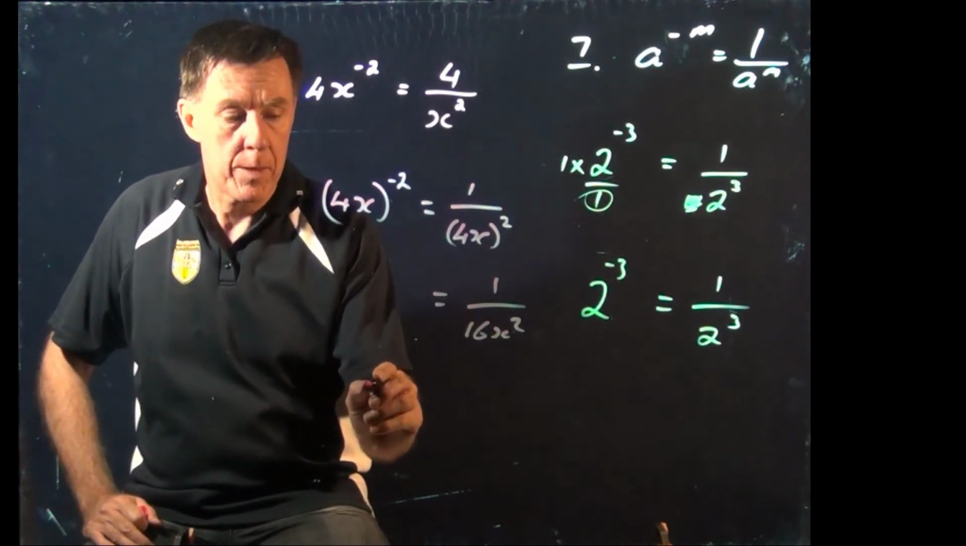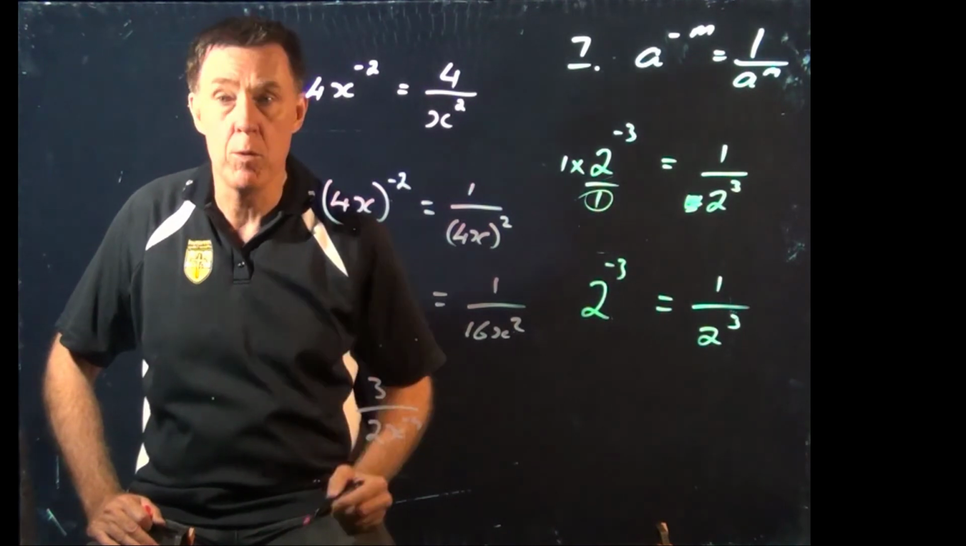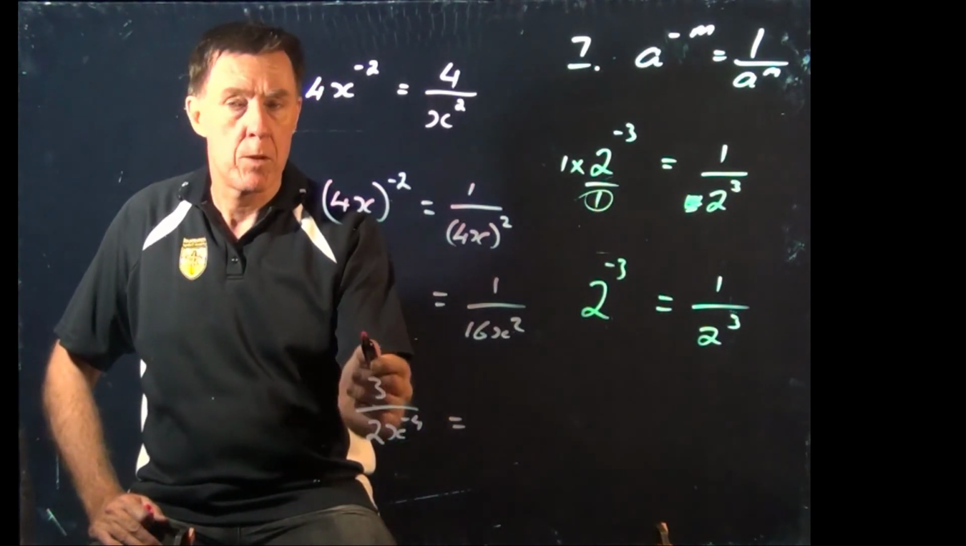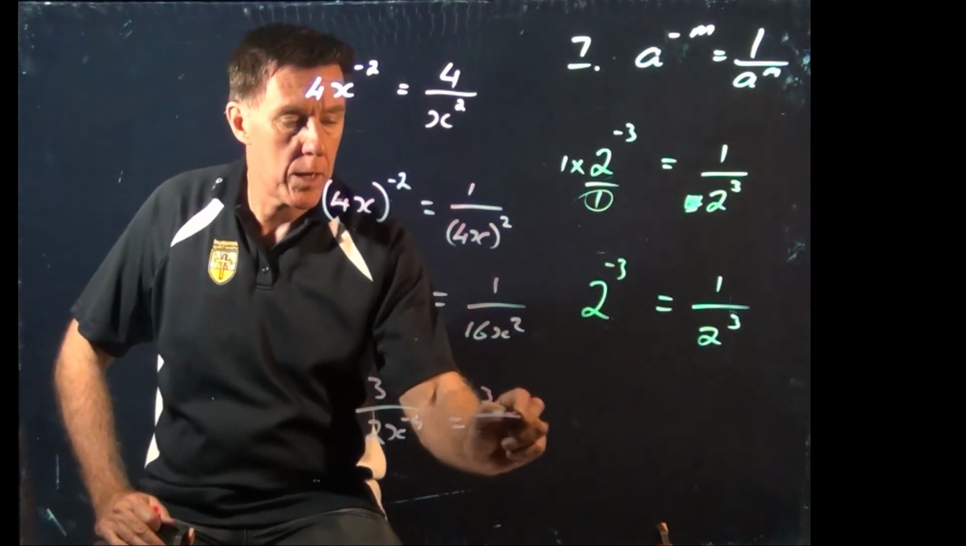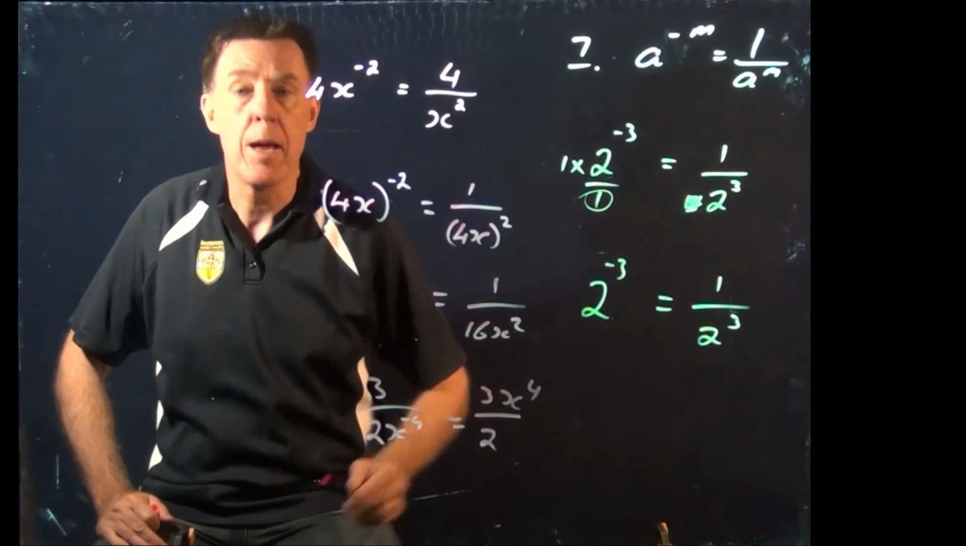Things can move off the bottom line. So if I had 3 over 2 lots of x to the negative 4, the negative 4 is attached only to the x, not to the 3, not to the 2. So they stay exactly as is. X to the negative 4 comes to the top to become x to the positive 4.